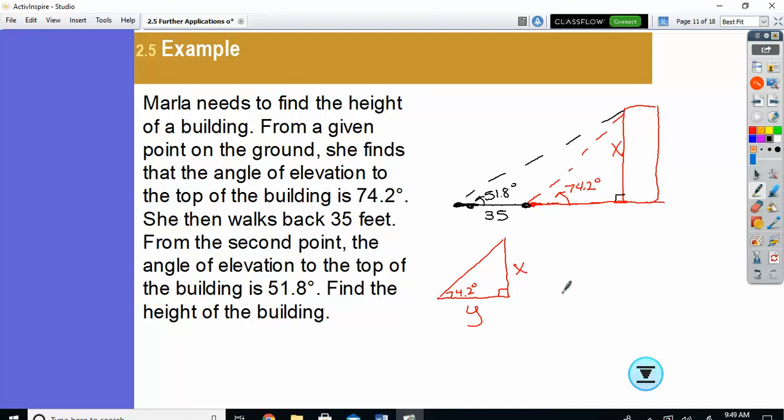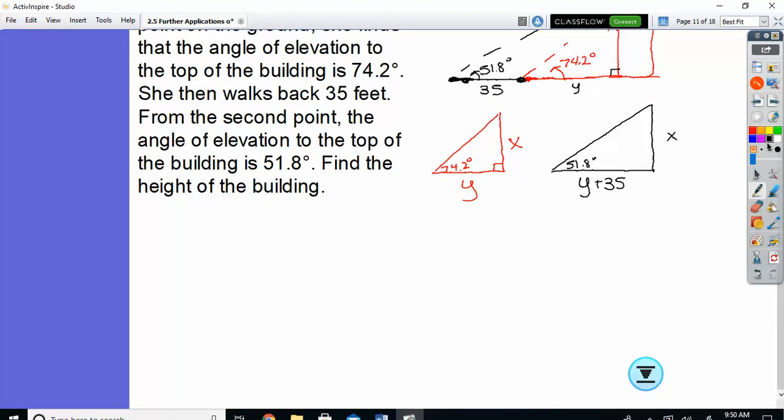And then in the whole triangle, this height is still x. This angle is 51.8 degrees. What would this entire bottom piece be? Y plus 35. 35 plus y or y plus 35, either way. Okay. So, do we have enough information in either triangle to solve for everything? No. So we're going to use each of them.